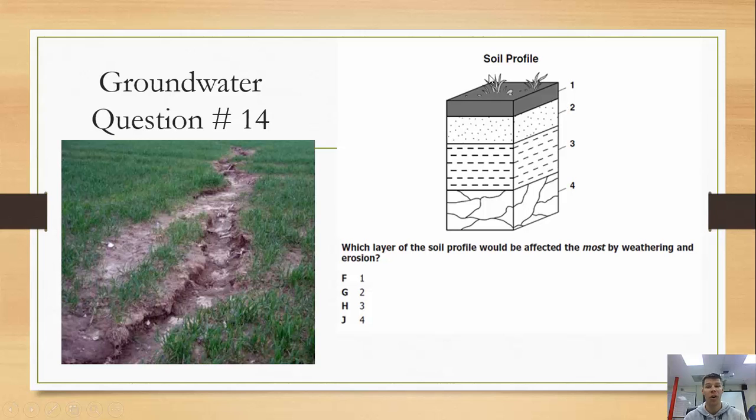After the topsoil was all eroded away, then you might have some erosion in your subsoil. And if all that was eroded away, maybe the weathered parent material could get eroded away. And if you erode all this away, you might end up all the way down to your bedrock. But our answer is F1.